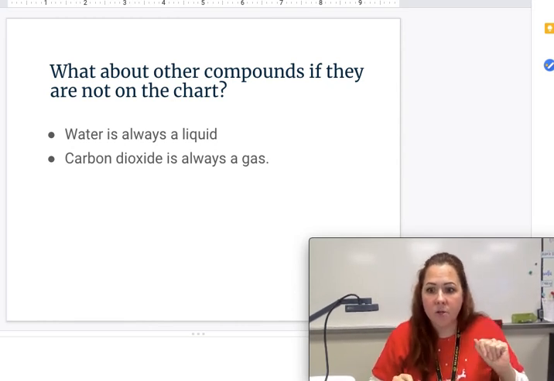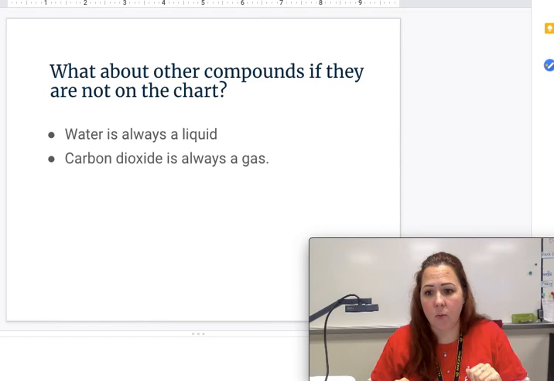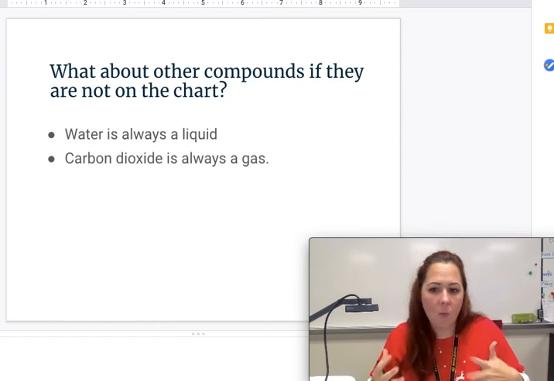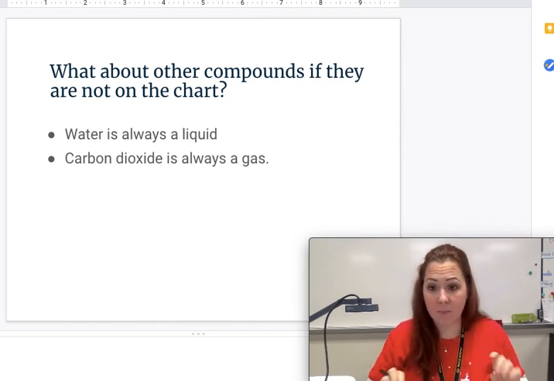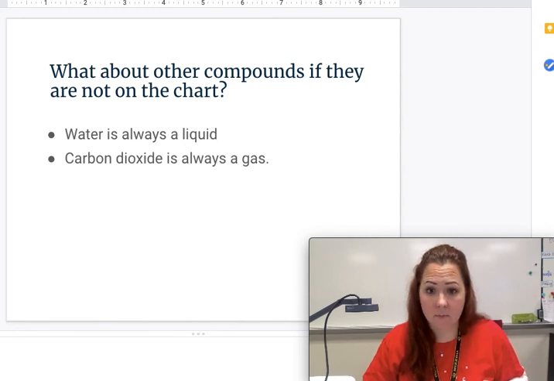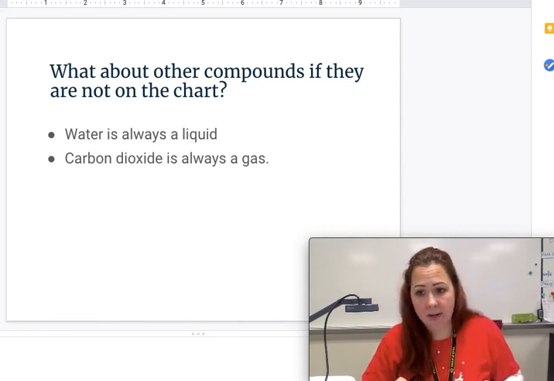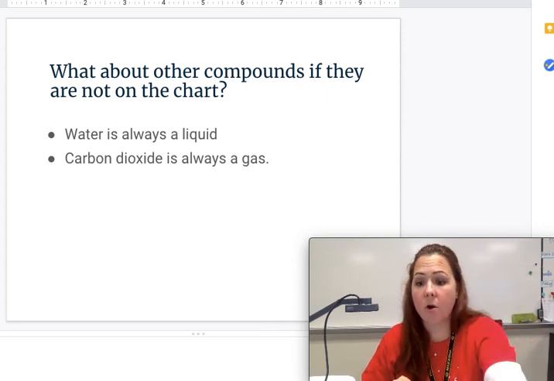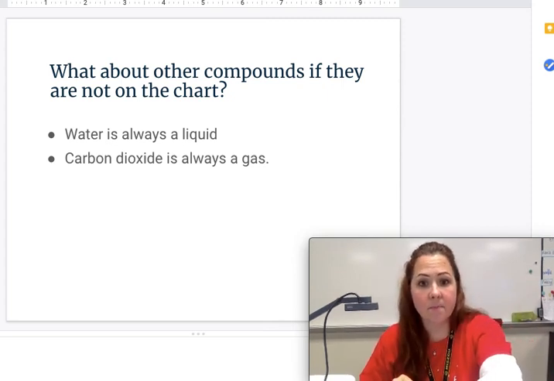Now, two other things that you need to just know. Water for our class is always going to be a liquid. For the states of matter, yes, I know sometimes it's a vapor. However, for this class, to make it plain, simple, easy, if you have water as a product, it's always a liquid. Carbon dioxide is always a gas. So these are two things that you just need to know. Water is always a liquid, carbon dioxide is always a gas.